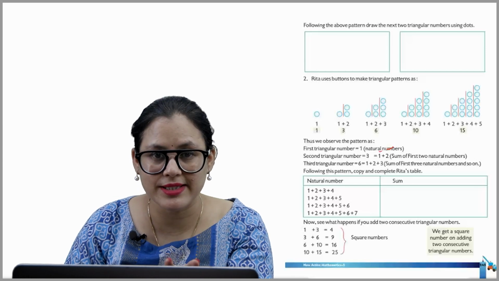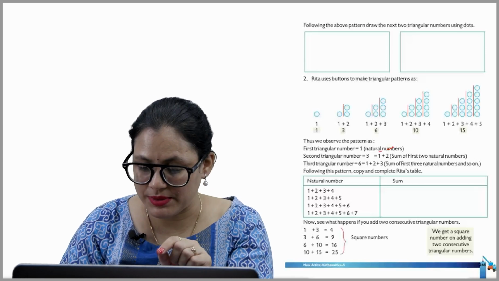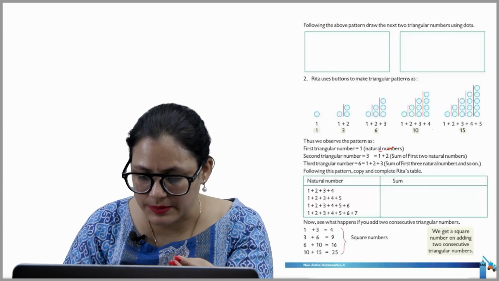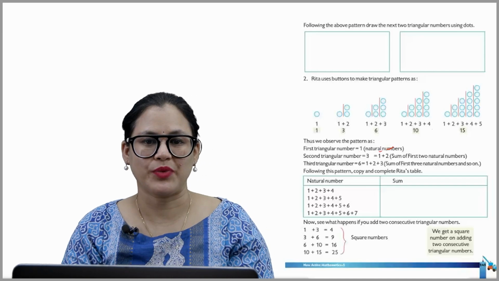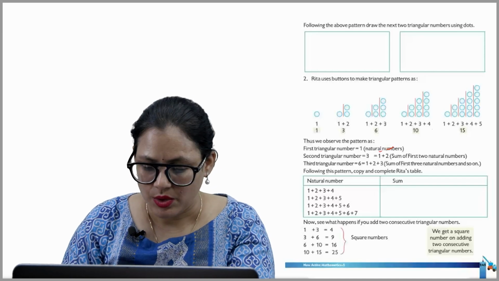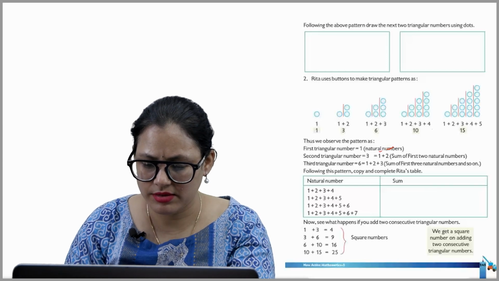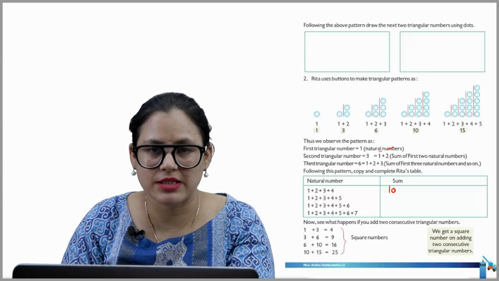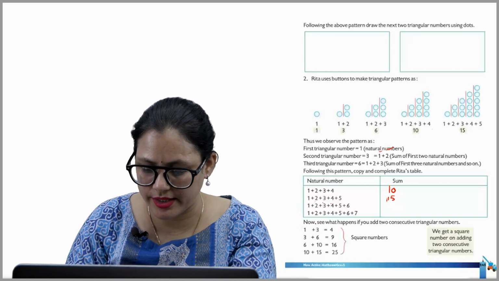Third triangular number is the sum of the first three natural numbers, that is 1 plus 2 plus 3. And the fourth triangular number is the sum of the first four natural numbers, that is 1 plus 2 plus 3 plus 4. Okay. Now, natural numbers 1 plus 2 plus 3 plus 4, write here the answer 10. Okay. Then here 1 plus 2, 3 plus 3, 6 plus 4, 10 plus 5, 15. Similarly, you will add all these numbers.